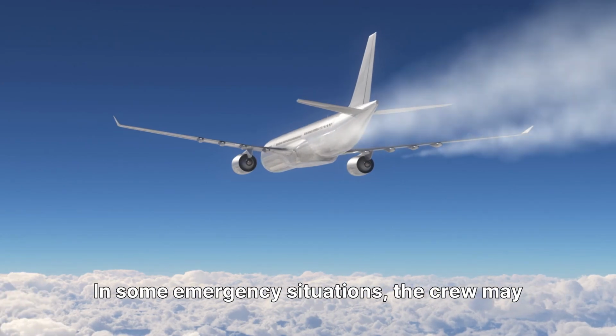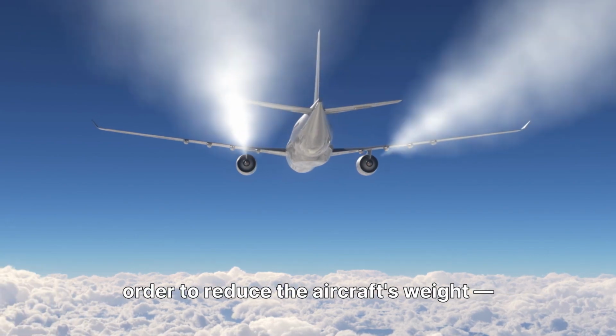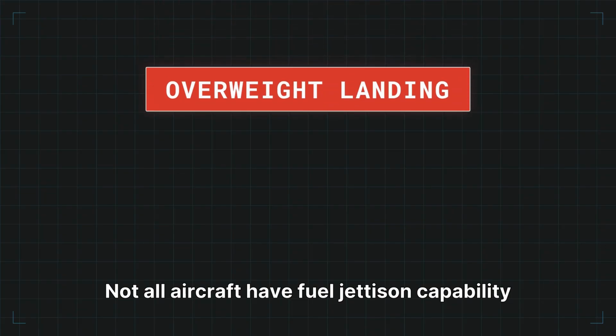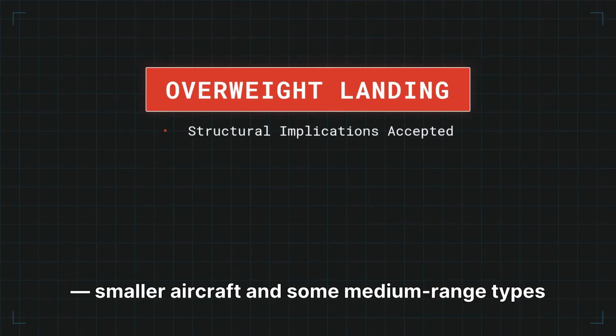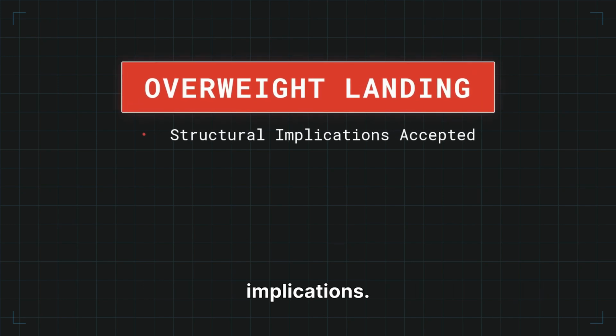In some emergency situations, the crew may need to jettison fuel before landing in order to reduce the aircraft's weight to within the maximum structural landing weight limit. Not all aircraft have fuel jettison capability. Smaller aircraft and some medium-range types must land overweight and accept the structural implications.